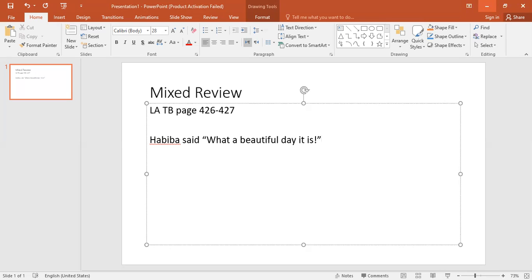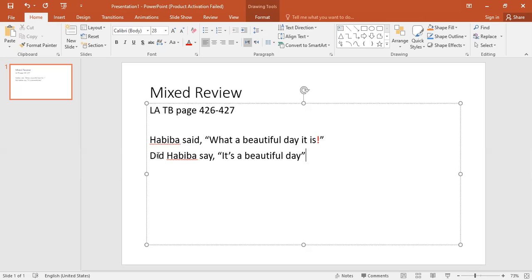So notice here, Habiba said, "What a beautiful day it is!" Why do we have the exclamation mark inside the quotation marks? Because this is part of what Habiba said. Habiba said it with exclamation, so the exclamation mark is inside the quotation mark. But if we say, for example, did Habiba say "it's a beautiful day"?